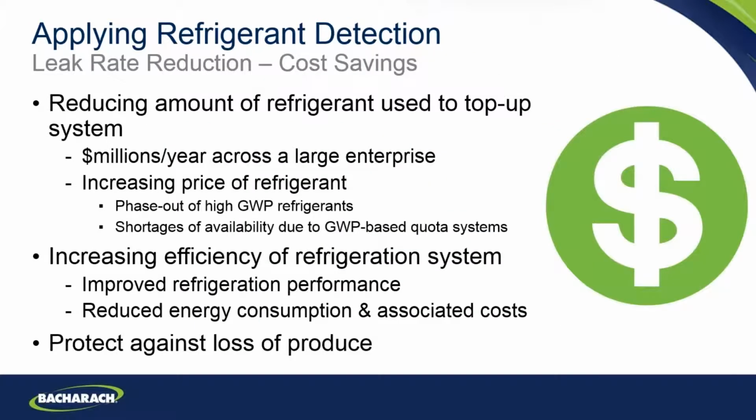So if we look at applying refrigerant detection in applications where we're really focusing on leak rate reduction, cost savings come high up the list in terms of the benefits. Across a large enterprise, for example a large grocery chain, the cost of refrigerants used to top up systems can stretch into millions of dollars per year. Reducing the amount of refrigerant needed to top up a system by detecting leaks and keeping it in can be a very, very significant cost saving.